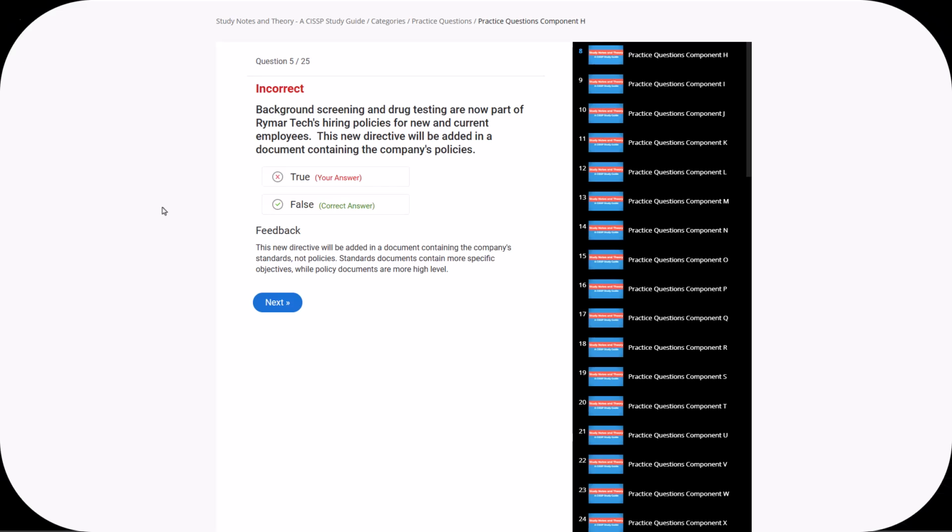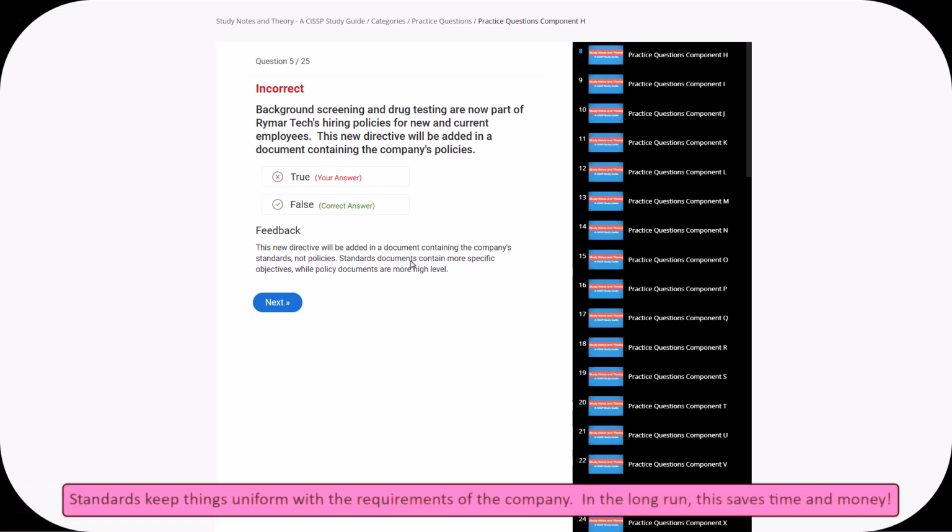What? False? Why? This new directive will be added in a document containing the company's standards. Oh, not policies. That's right. Standards documents contain more specific objectives, while policy documents are more high level. That's absolutely correct. You don't want to mention such specific things like background screening and drug testing in overall hiring policies. I mean, you can if that policy is specific to that kind of problem. But yeah, standard means from now on, in any hiring policy, the standard for the company is to have a background screening and drug testing. Okay, so the statement that the new directive will be added in a document containing the company's policies is false. It'll be added to the hiring policies standards document.